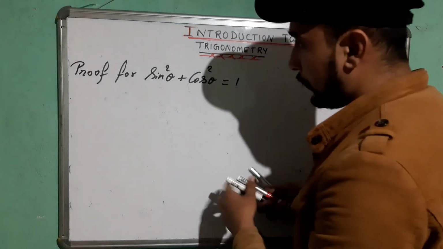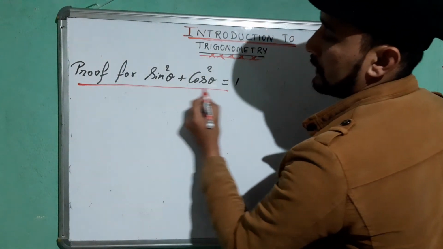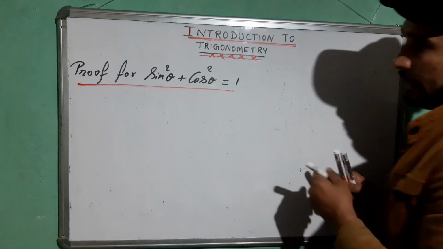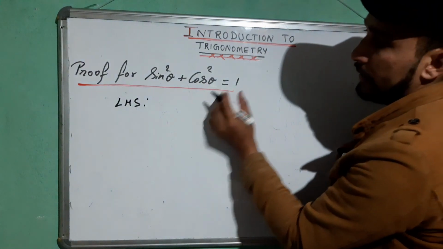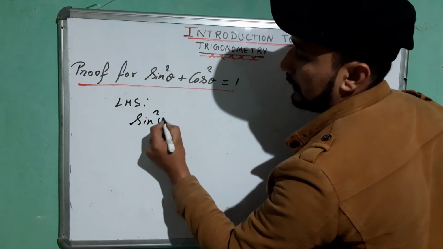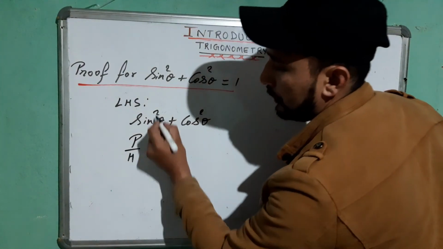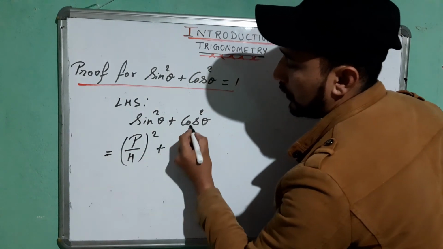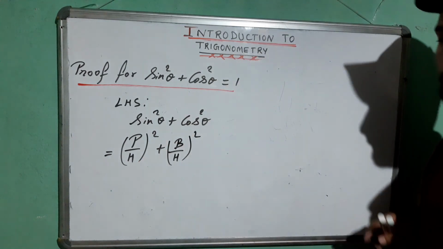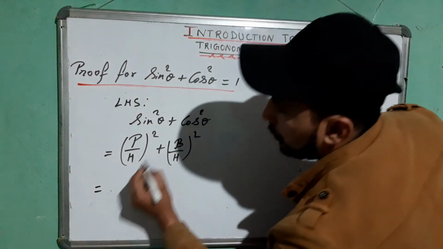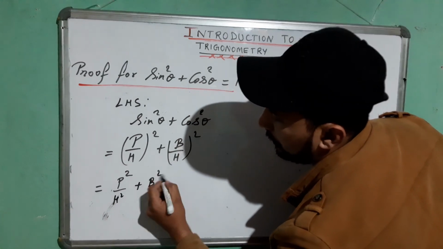So next is the proof for sin square theta plus cos square theta is equals to 1. You have to prove this. Your left hand side LHS, this is LHS and this one is right hand side. Okay, in the left hand side you have sin square theta plus cos square theta. So sin means some people have, and square is there, plus curly, cos means curly brown hair, square is there. So I have already given this, isn't it? So p square upon h square plus b square upon h square.